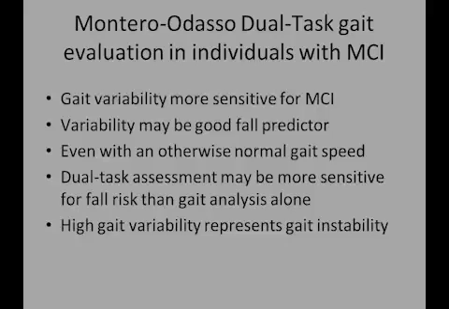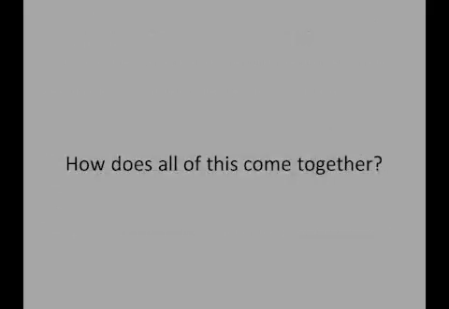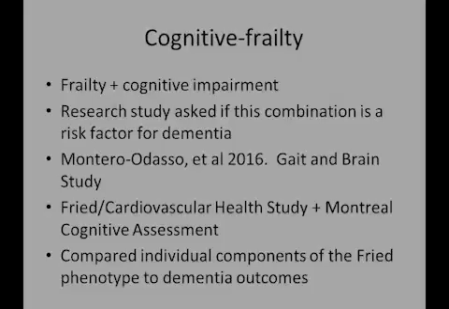So high gait variability represents gait instability. And it's because the higher levels of the brain are having to compensate for these inputs that are coming in, and it can't compensate like it used to. And so it's seen as gait variability. So how does this all come together?